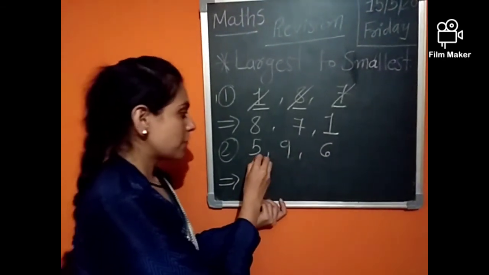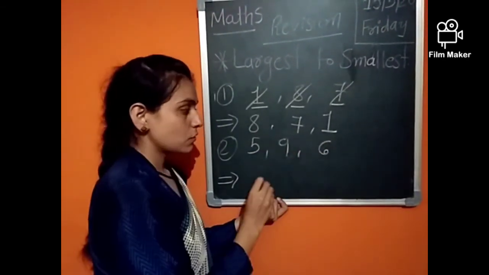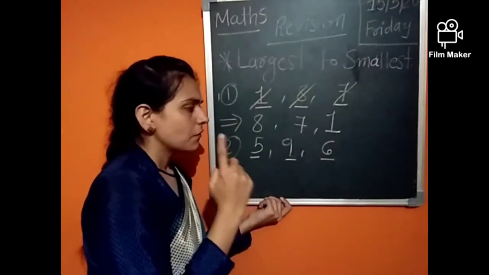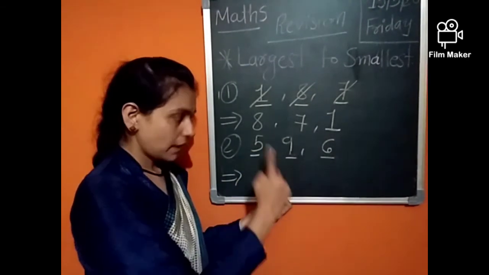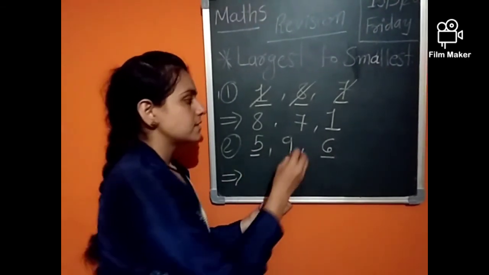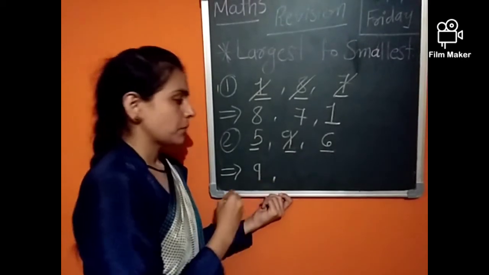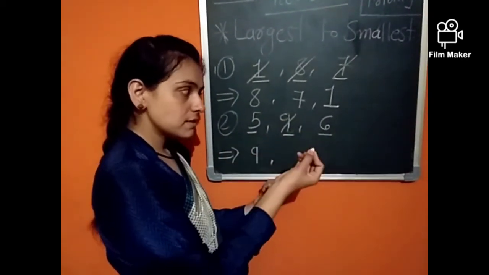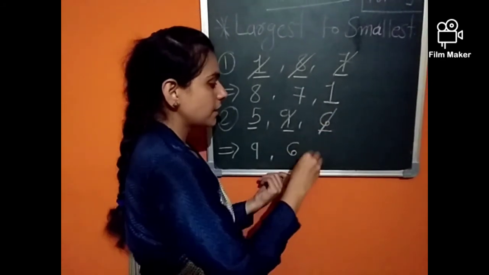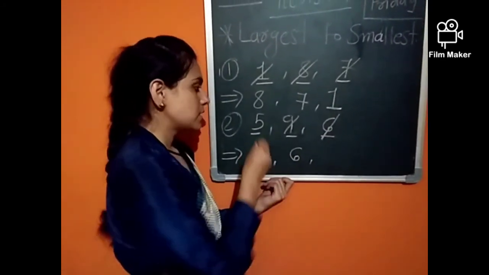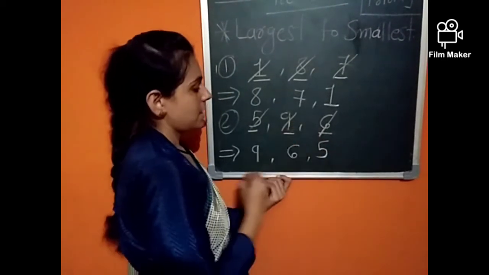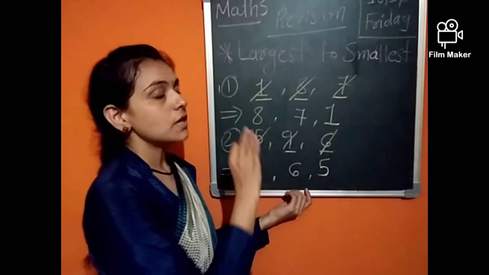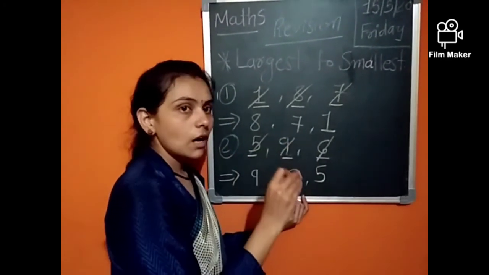Same way. 5, 9 and 6. So first draw underline 5, 9, 6. Now think which one is the big number, 5, 9 or 6? 9. So cut it and write here. Then 5 and 6. Which one is the big, 5 or 6? 6. So cut it and write here. And last only one remains. So 5, cut and write here. Happen 9, 6 and 5. So now I think you understood largest to smallest, how you have to arrange.